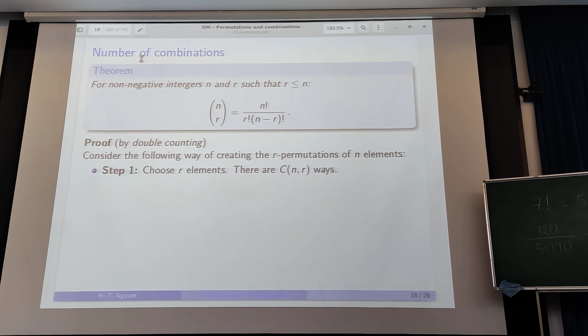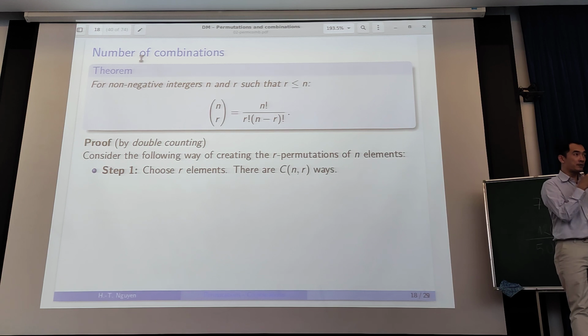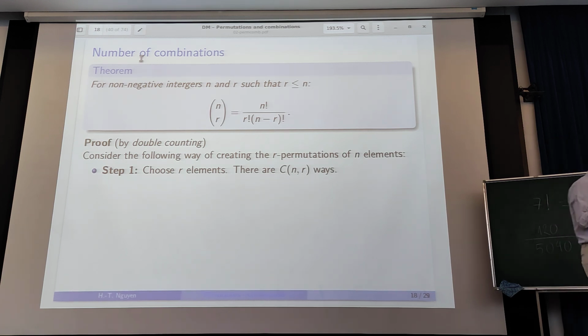So what does double counting mean? Double counting means that in order to establish an equality, you count something in 2 different ways. If you count something in 2 different ways, you may obtain 2 different formulas. Well, of course, since you count the same things, these formulas must be the same. Okay? So here, what we will count 2 times is the number of r permutations of n elements.